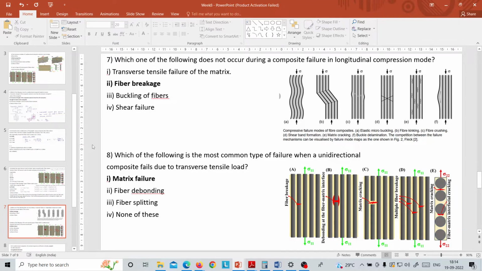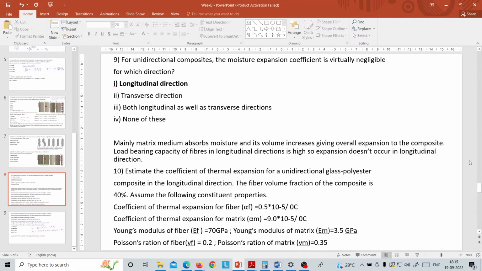In the next question, it is asked which of the following is a common type of failure when a unidirectional composite is subjected to transverse load. So this is similar to the second question. We have seen that when we apply transverse load, all the stress concentration is in the interface region, and the matrix is the major point of failure, and therefore the first is the right answer.